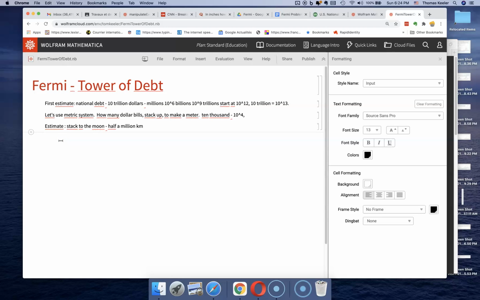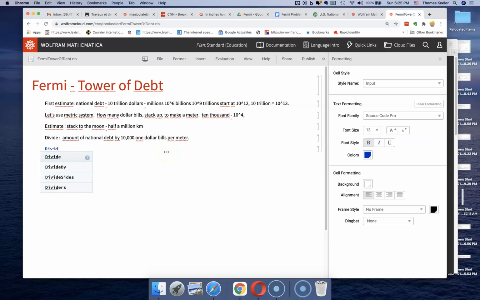So now we divide the amount of national debt by 10,000 $1 bills per meter. Okay, so that's going to be 10 to the, so we can get Wolfram to do this for us.